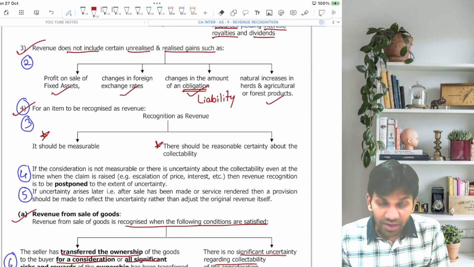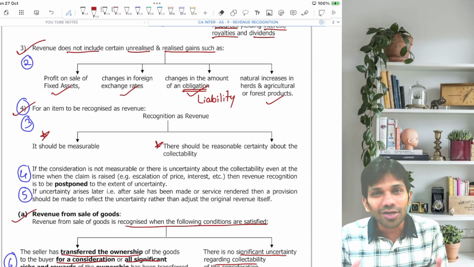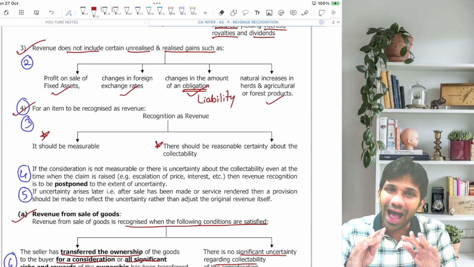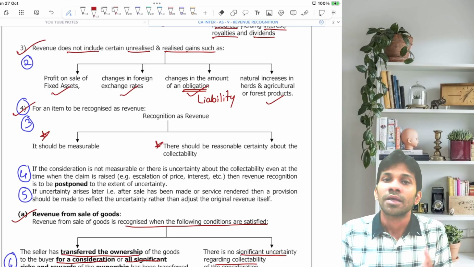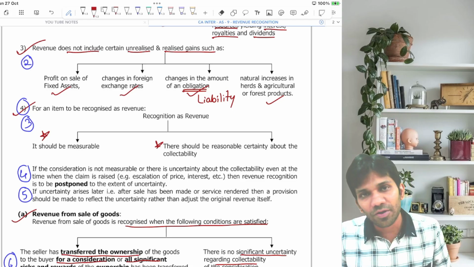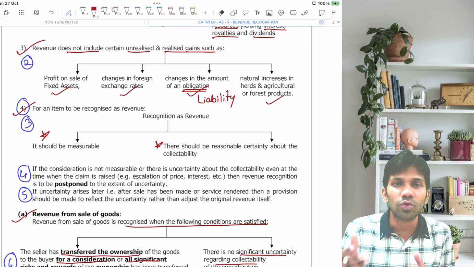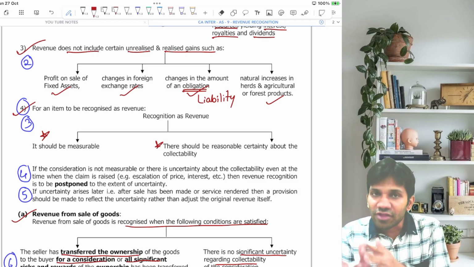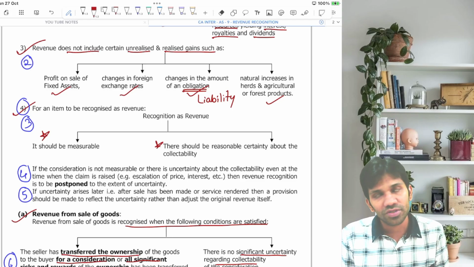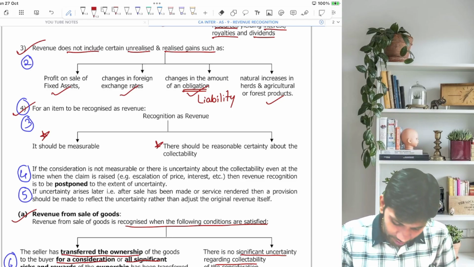Now, if revenue is not measurable or there is uncertainty regarding its collection even after the sales have been made, meaning we sold the goods in the past, at that time it was very much certain, but subsequent to that it became uncertain, then rather than adjusting the revenue, create a provision for the same. And this was as per the matching concept.